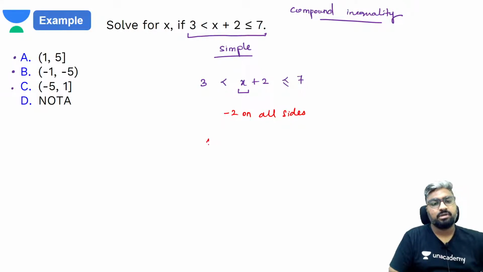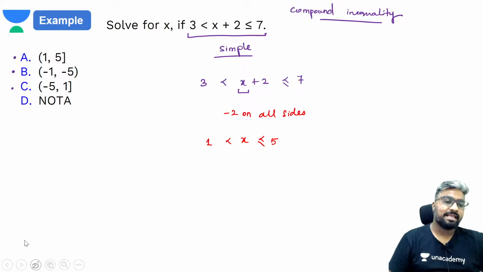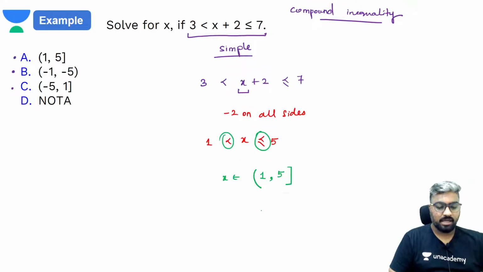तो 3 minus 2 is 1. Less than x less than equal to 7 minus 2 is 5. इसका क्या मतलब हुआ? x can take up any value that is more than 1 and less than 5, but 1 included नहीं होगा, on the other hand 5 included होगा. Understood? Yes. So what is it? 1 comma 5, 5 in square brackets. Clear?